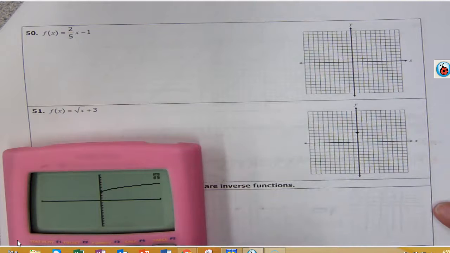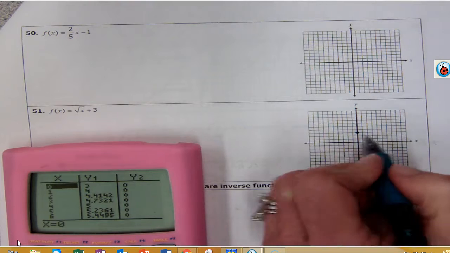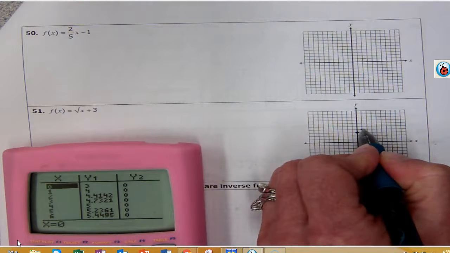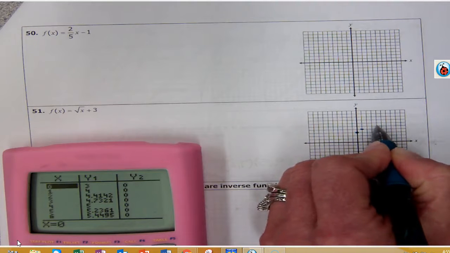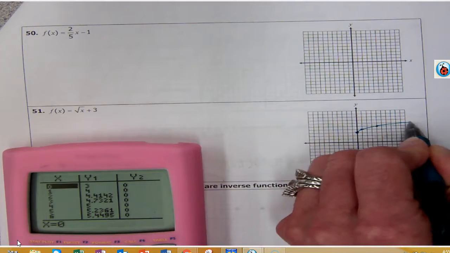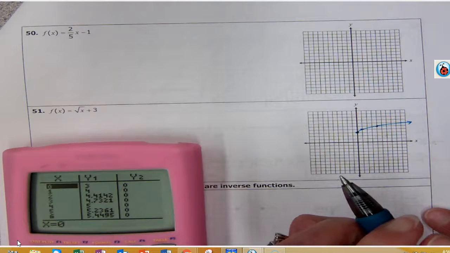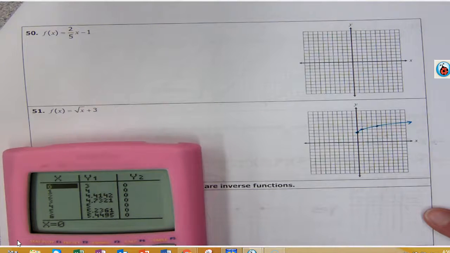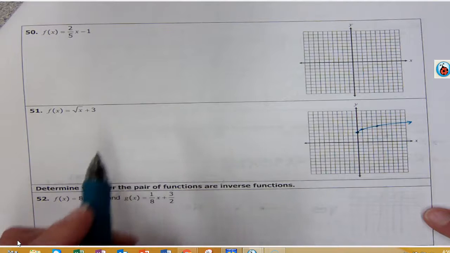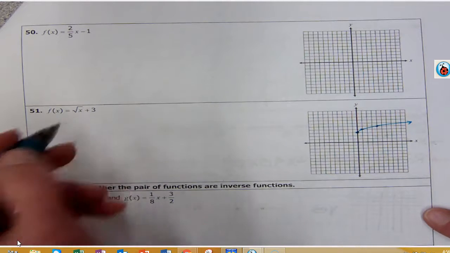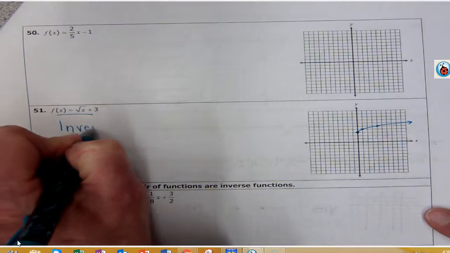And you can also go to the table and plot points, so that I'd have 0, 3, and then 1, 4, and then 4, 5, 1, 2, 3, 4, and 5. It's basically half of a parabola. And since what's inside the radical has to be positive for it to be a real number, it's only half of it. Because once you start getting a negative number underneath the radical, it becomes an imaginary number. So that is the graph of this function.